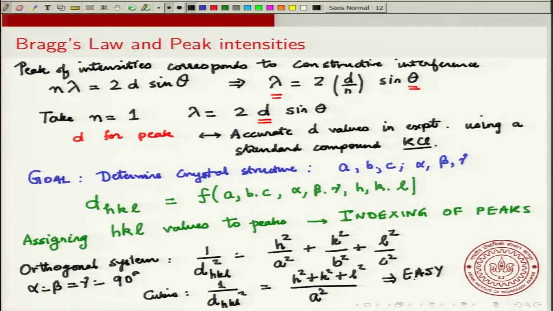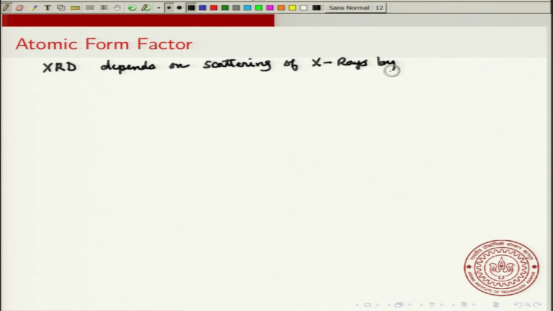Now there are a few more things that affect the X-ray diffraction pattern, and I will just mention these here. The first is something called an atomic form factor. Basically your XRD depends on scattering of X-rays by atoms, and different atoms scatter differently.